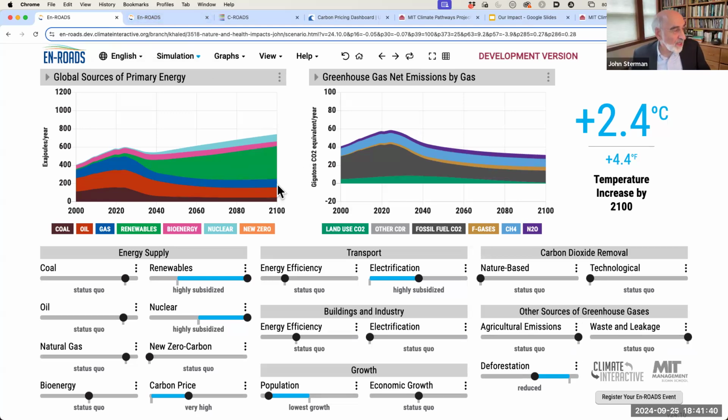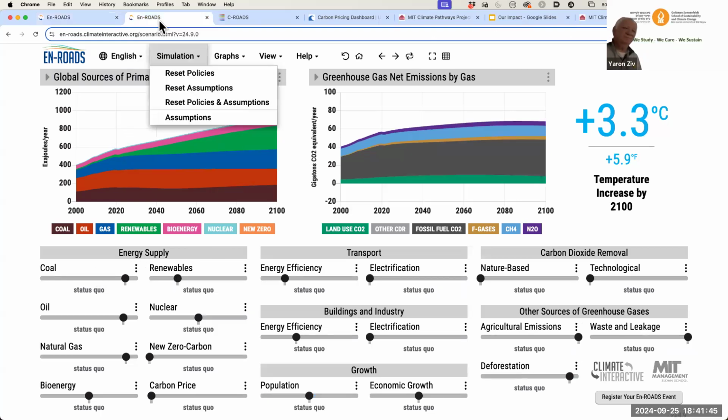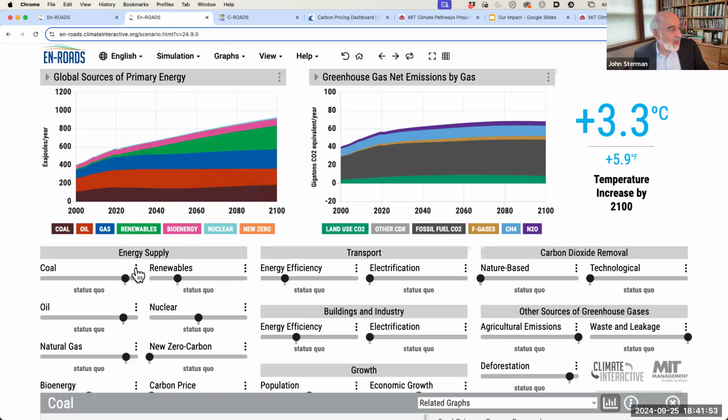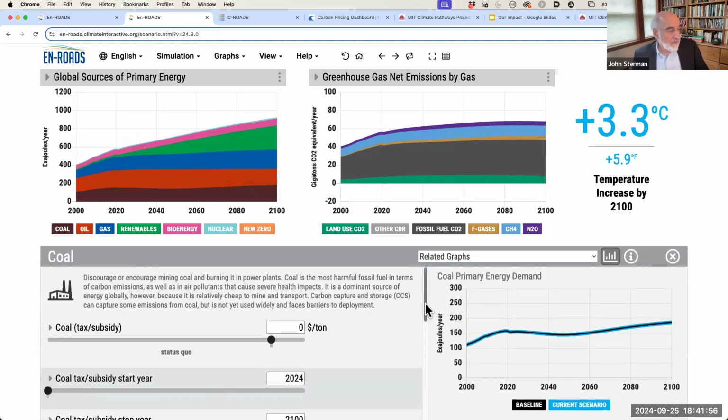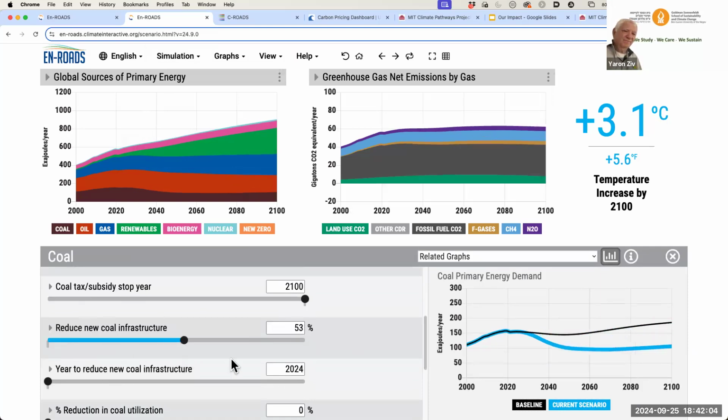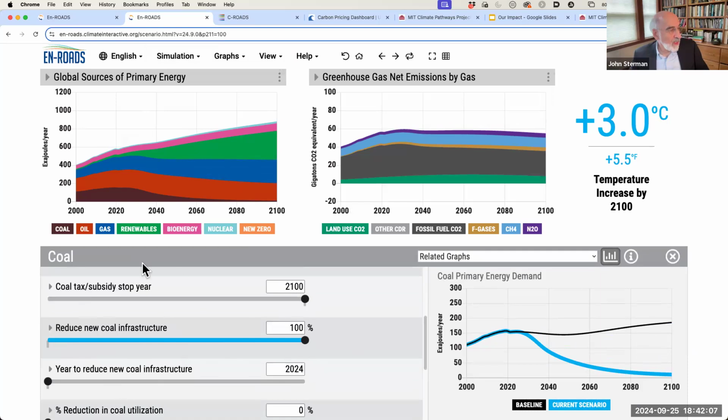So the first one is, why not just regulate coal out of existence? So here I'm going back to the base case. Okay, this is the base case. And let's just regulate coal. And I can do that a couple of ways. So the first thing I'm going to do is, starting now, just ban new coal investment. Okay, just banning new coal. Existing coal plants would stay around. They gradually go away. That makes a difference, 0.3 degrees, right?